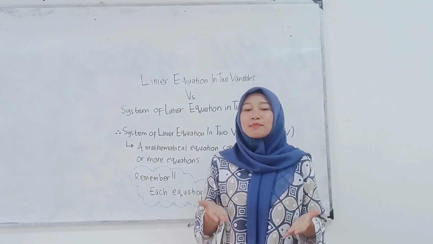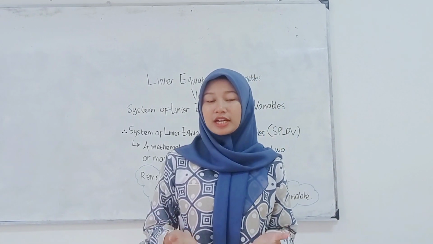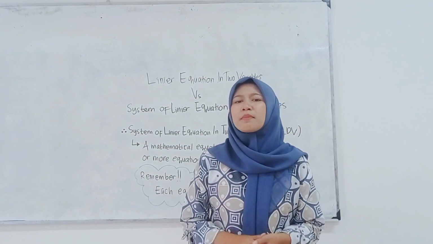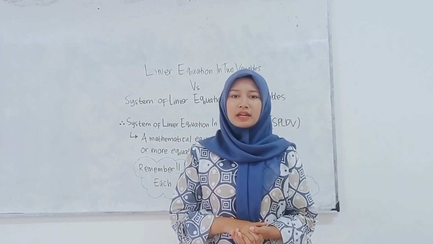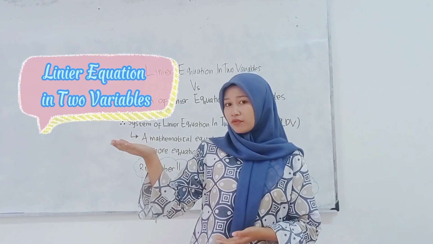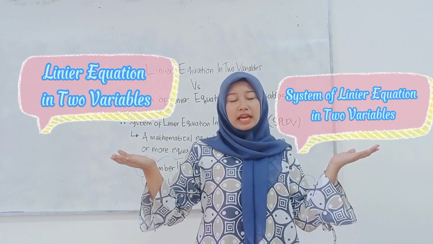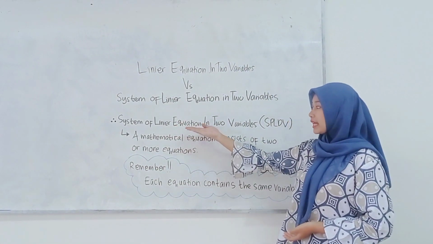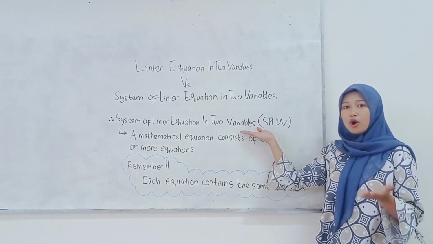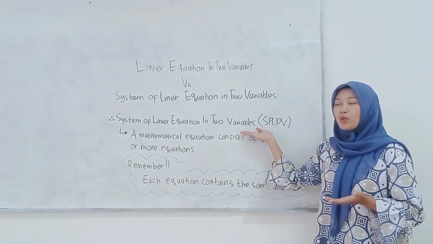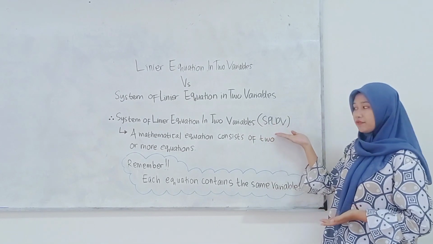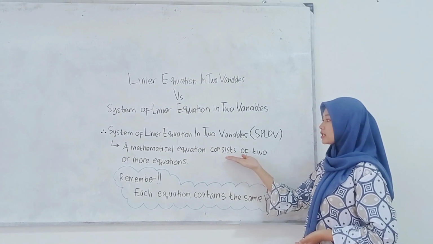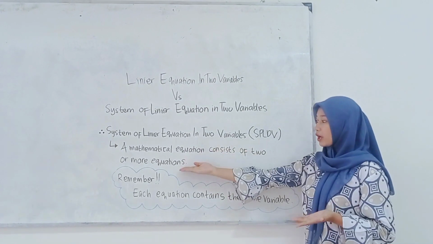Let's move on to system of linear equation in two variables. I think some of you must still be confused about the difference between linear equation in two variables and system of linear equation in two variables. System of linear equation in two variables, or usually in Indonesia we read as PLDV, is a mathematical equation consisting of two or more equations.